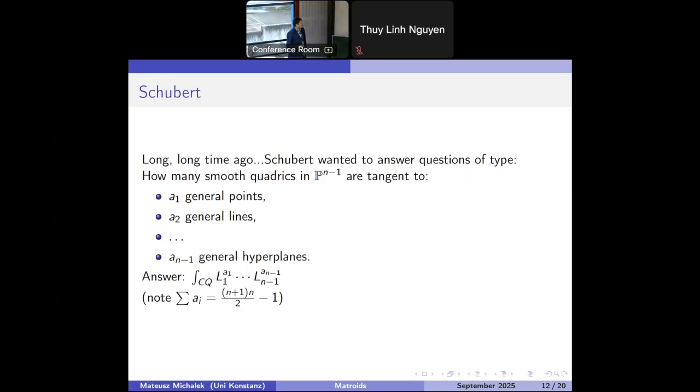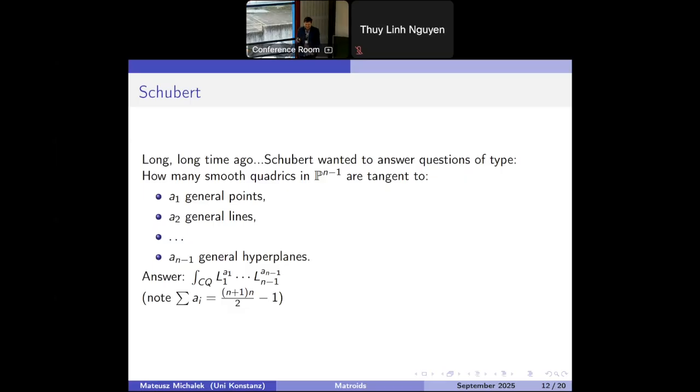But well, without knowing much, if you're a fan of Kähler geometry, you can really consider this as an integral. If you are not a fan of Kähler geometry, this just means count the number of points. And Schubert realized that the answer to this problem is exactly the answer. You have to intersect divisors L1, A1 many times, L2, A2 many times, L(n-1), A(n-1) many times on complete quadrics. Okay?